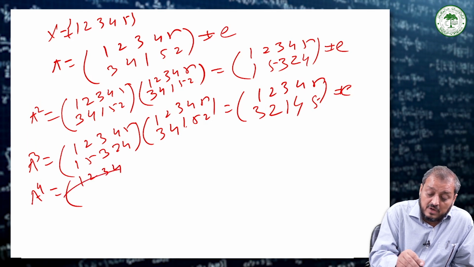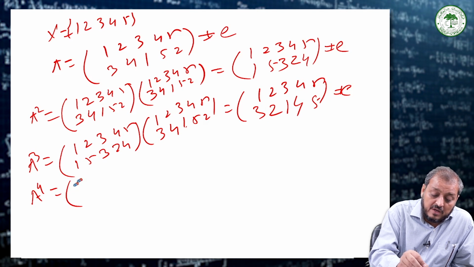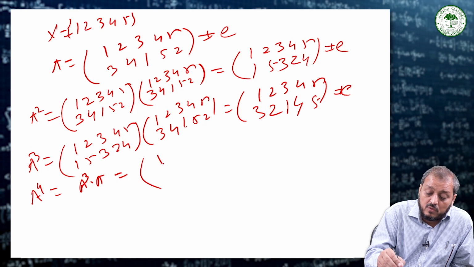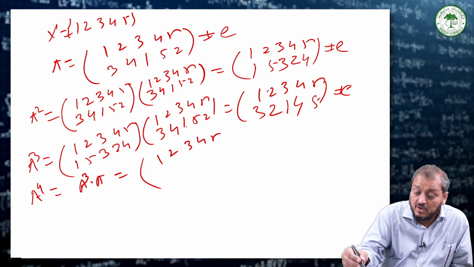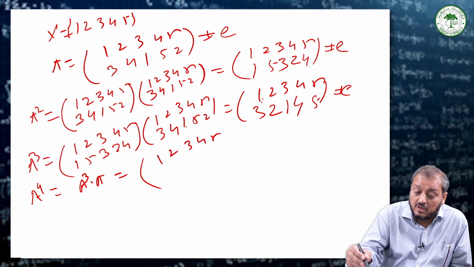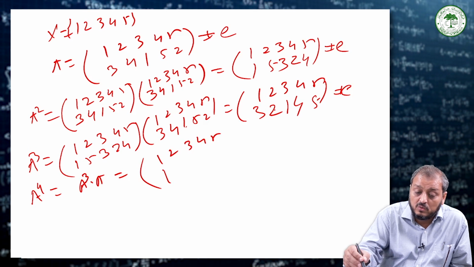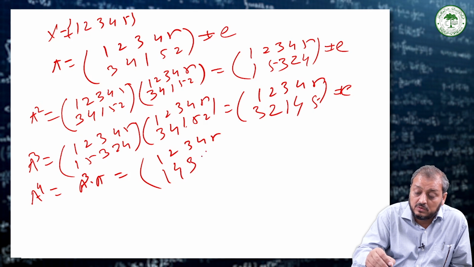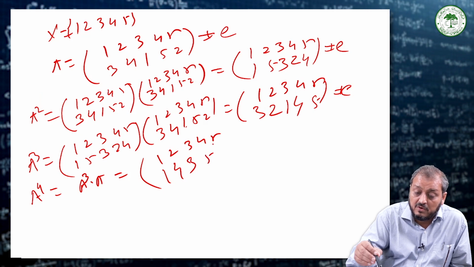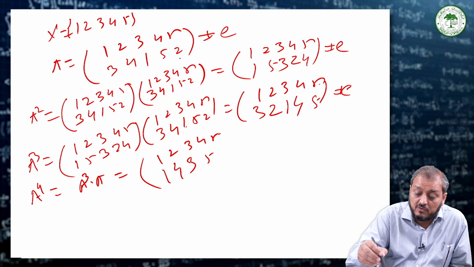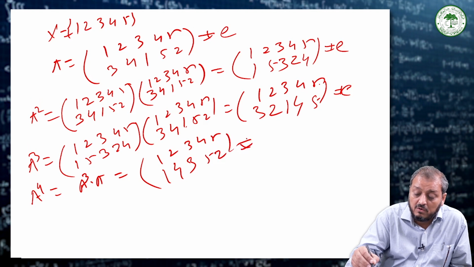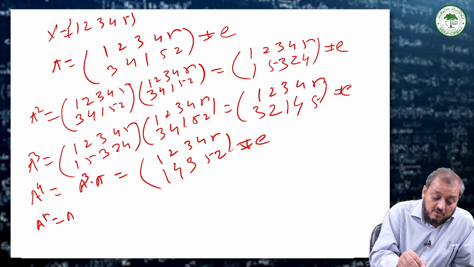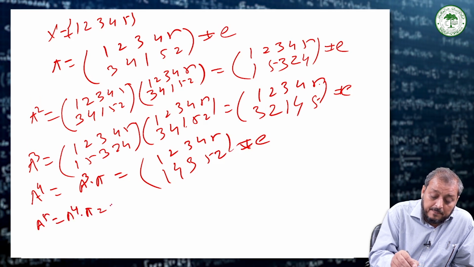We have to take a^5 = a^3 · pi, and then we have 1, 2, 3, 4, 5. 1 goes to 3, 3 goes to 1, 2 goes to 2, 2 goes to 4, 3 goes to 1, 1 goes to 3, 4 goes to 4, 5 goes to 5, 5 goes to 2, again not equal to identity.